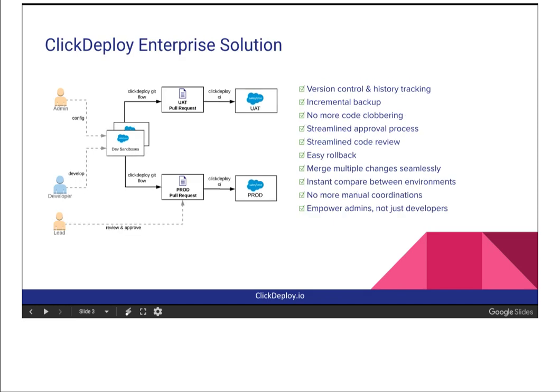ClickDeploy Enterprise solves all these problems by replacing changesets with pull requests. Using ClickDeploy Enterprise, developers or admins will submit the first pull request against the UAT branch in order to move the feature to the UAT environment. Once the feature is UAT accepted, the user then clones the change and submits a second pull request targeting the master branch in order to move the change to production. We're going to set this up in ClickDeploy and show you how this works.